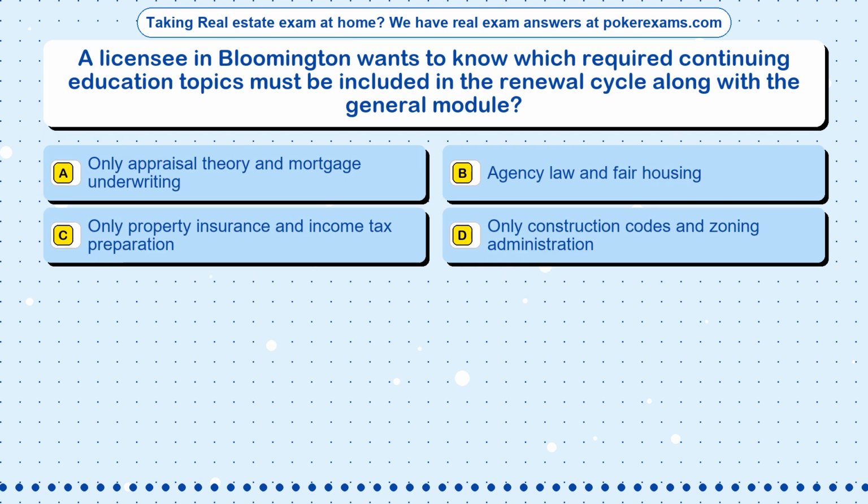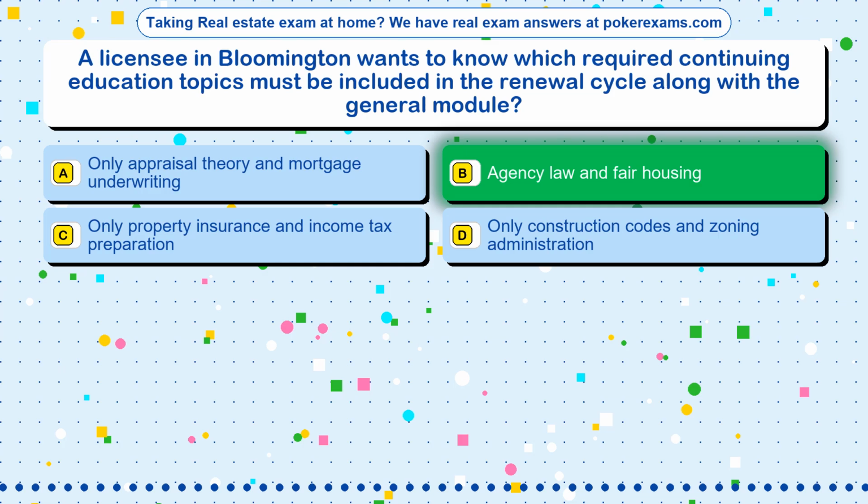Question 38. A licensee in Bloomington wants to know which required continuing education topics must be included in the renewal cycle along with the general module. Option A, only appraisal theory and mortgage underwriting. Option B, agency law and fair housing. Option C, only property insurance and income tax preparation. Option D, only construction codes and zoning administration.